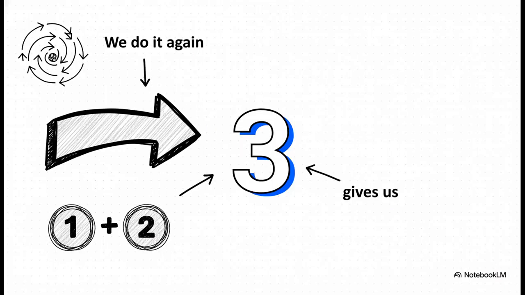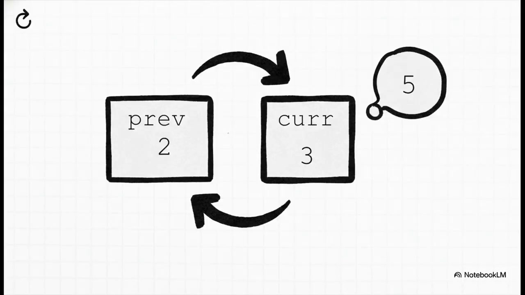Now we just do it again. For step 3, we add our current prev and cur. So 1 plus 2 equals 3. And then we do the leapfrog again. The old cur, 2, becomes the new prev, and our new result, 3, becomes the new cur. We literally just repeat this super simple add and shuffle process until we hit our target number. It's unbelievably fast and uses barely any memory at all.